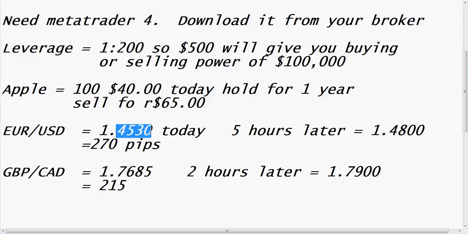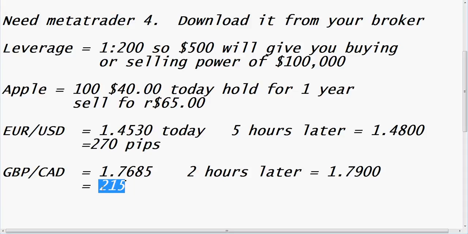Same thing with the British pound versus the Canadian dollar. Now you'll see a lot of these abbreviated, GBP slash CAD. That is the Great British Pound against the Canadian dollar. So see now the pound is worth 1.7685. One pound will give you 1.7685 Canadian dollars. 2 hours later, the pound can now buy you 1.7900. That's a difference. It went up by 215 pips.